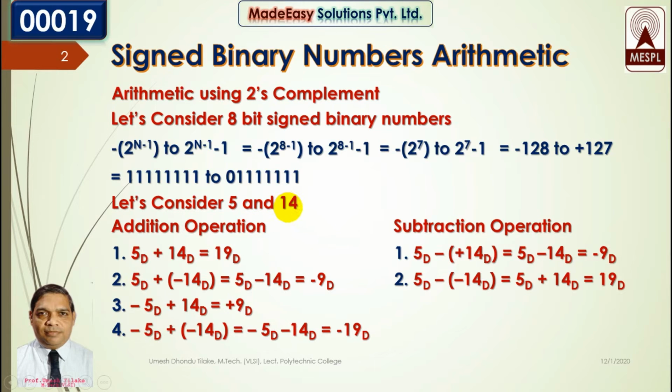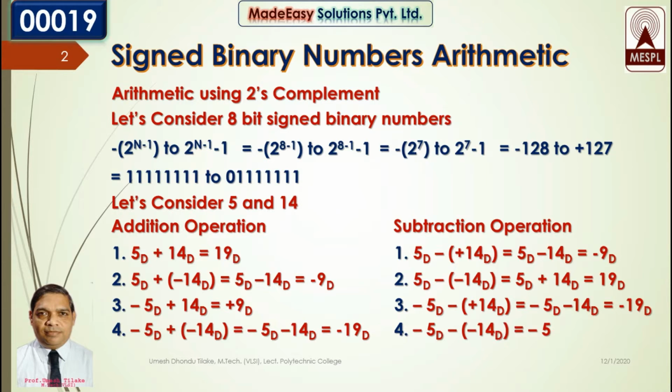Now consider the third case, that 14 is positive and 5 is negative. So we can subtract them as minus 5 minus plus 14, which is equal to minus 5 minus 14, which is equal to minus 19 in decimal. And in our final case, 5 and 14 are both negative. So we can subtract them as minus 5 minus minus 14, which is equal to minus 5 plus 14, which is equal to plus 9.